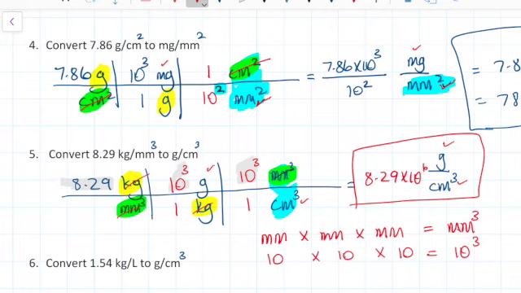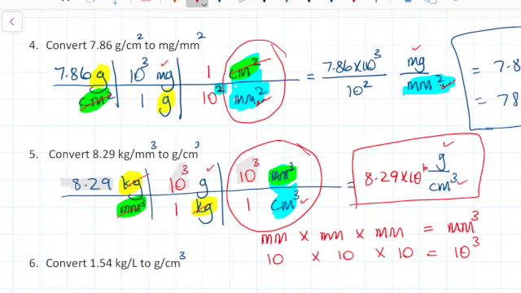Okay? So see what we did differently? The only thing that's happening that's different is right here when we're making this conversion. If it's centimeters cubed to millimeters cubed, we have to cube our conversion factor here. If it was millimeters squared to centimeters squared, we had to square our conversion factor.